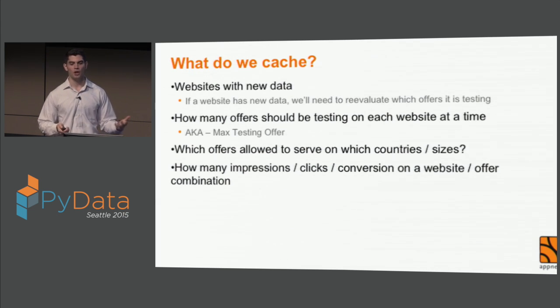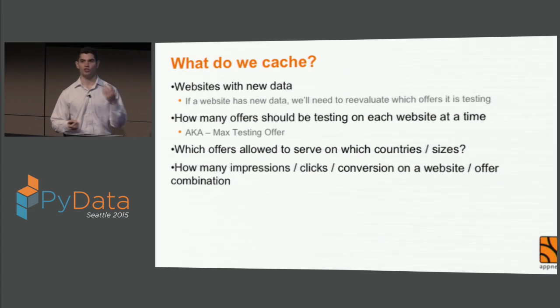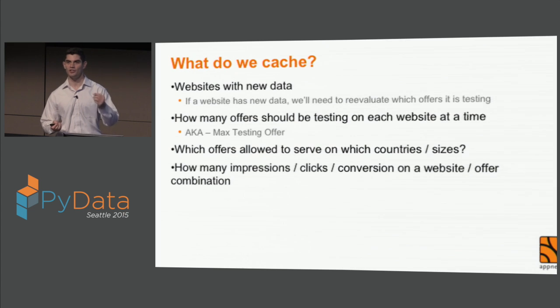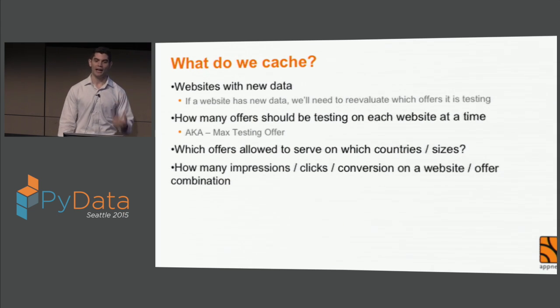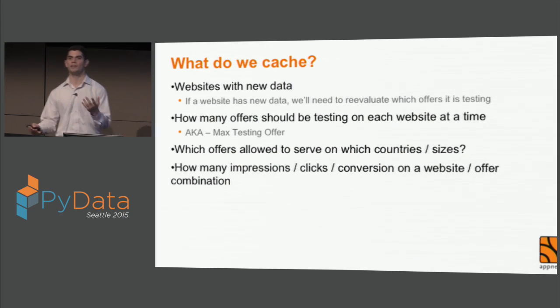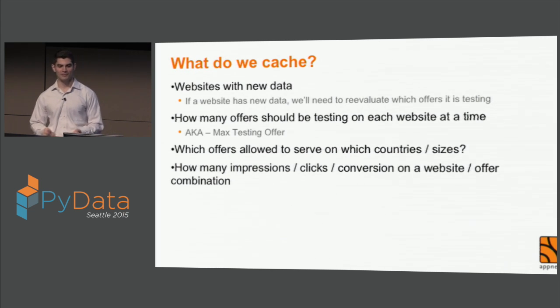Another important thing is how many offers should be testing on each website at a time. This is hugely important for our transitioner process because it needs to know, if an offer has failed, for example, how many offers should take its place. Could be one, or perhaps the volume on a website has gone up tenfold since the last time this algorithm ran, and a website with 1 billion impressions per day would obviously want more offers testing on it than salsblog.com, which has maybe 10 impressions per day.